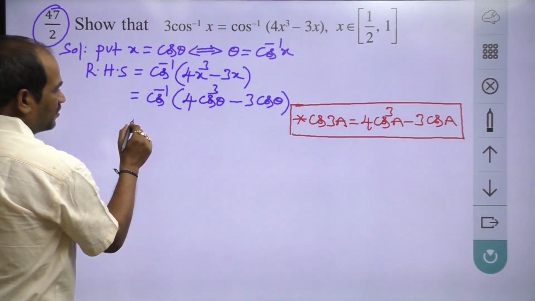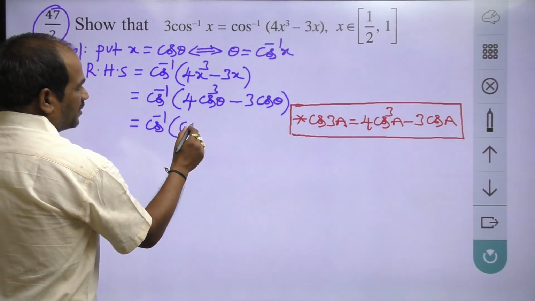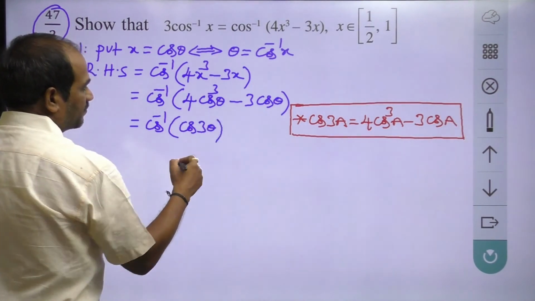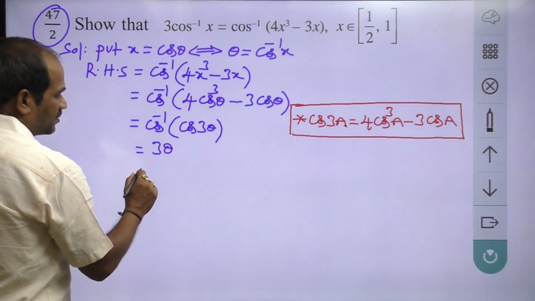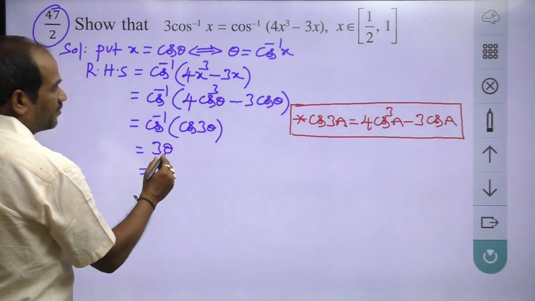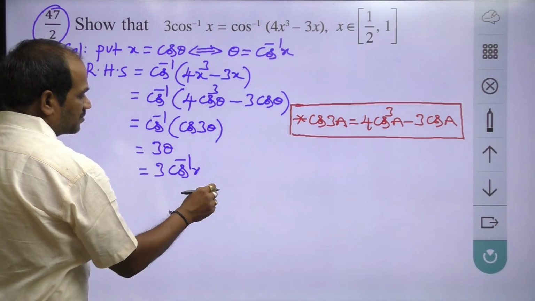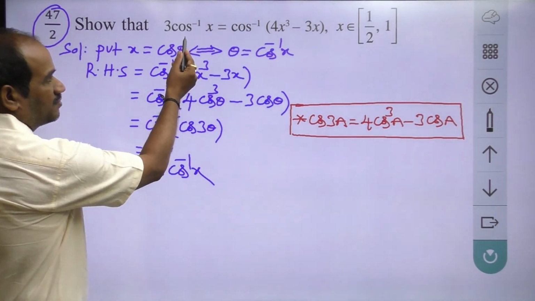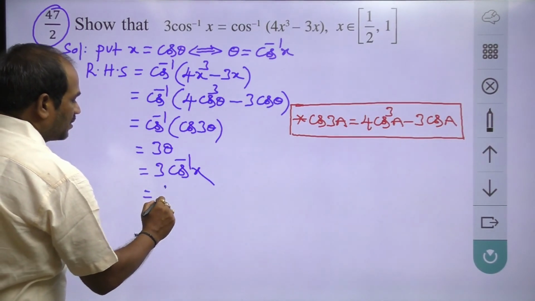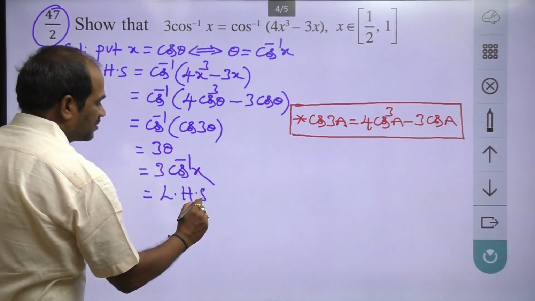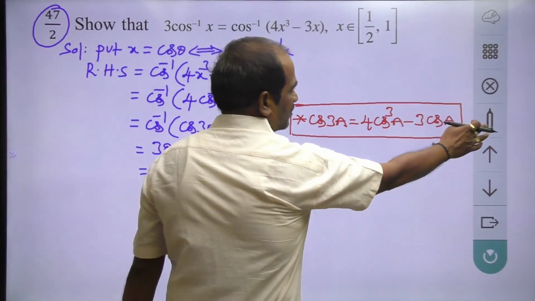So that is equal to cos inverse of cos of 3 theta. Cos inverse of cos 3 theta is 3 theta. So that is equal to 3 into the theta value; replace theta by cos inverse of x. That is 3 cos inverse x. Check the LHS value, 3 cos inverse x, so that is equal to the LHS value. This question is also the same, same procedure.